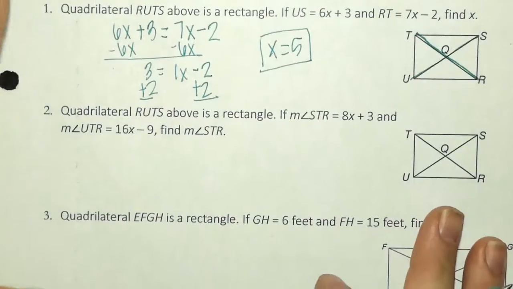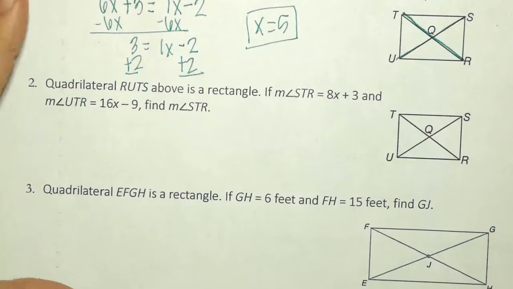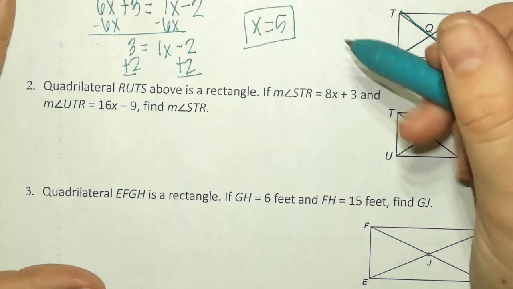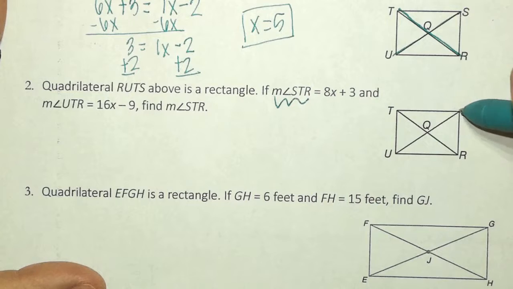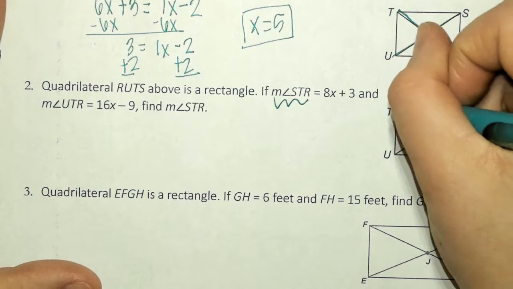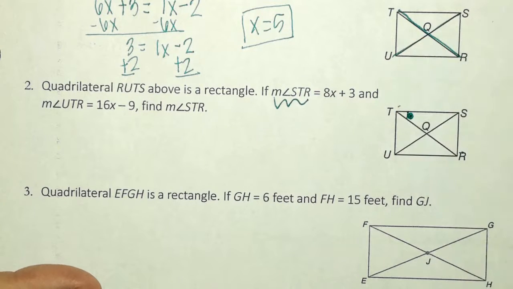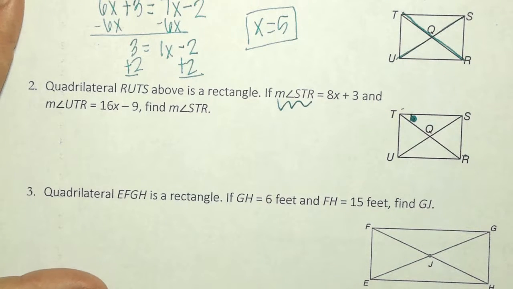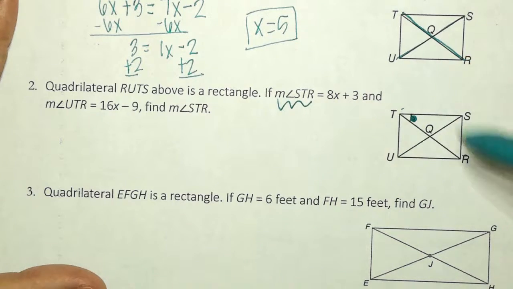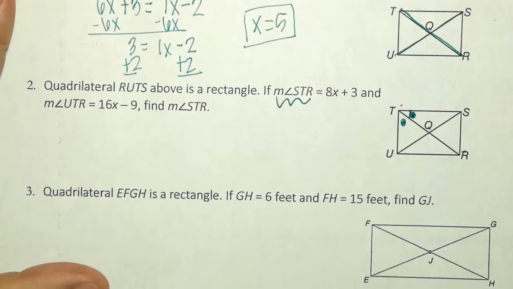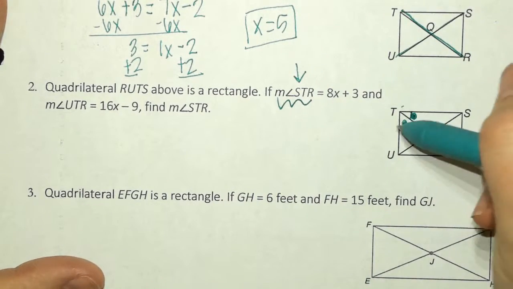Okay. Next, this is another rectangle. If the measure of STR. Now let's remember, guys, how to figure out which angle this is. STR. So T's in the middle. So it's talking about this angle right here, is 8x plus 3. And UTR, which is this angle right here, is 16x minus 9. Find this one angle. Well, what do these both have to equal?